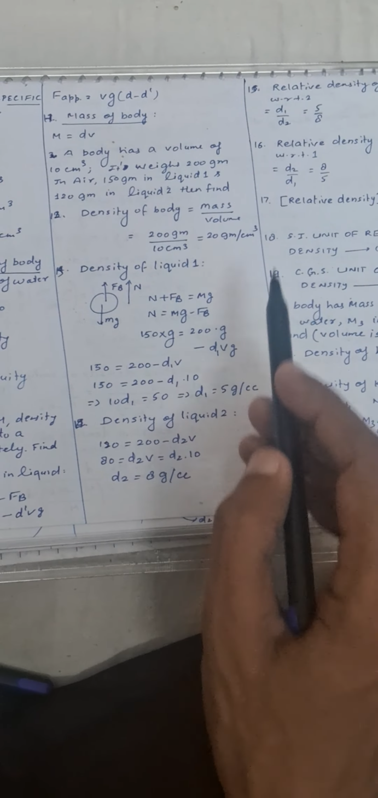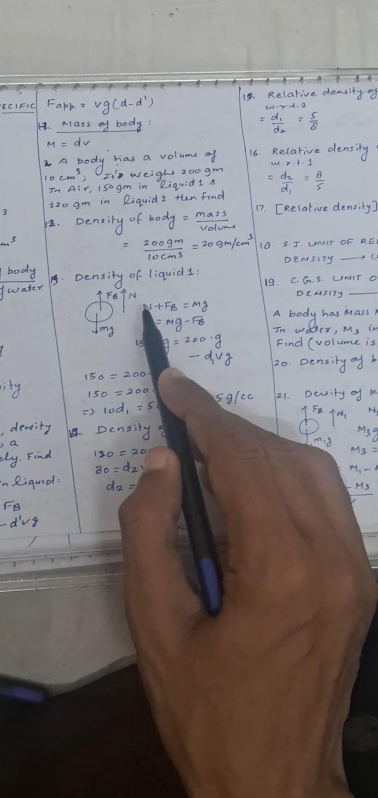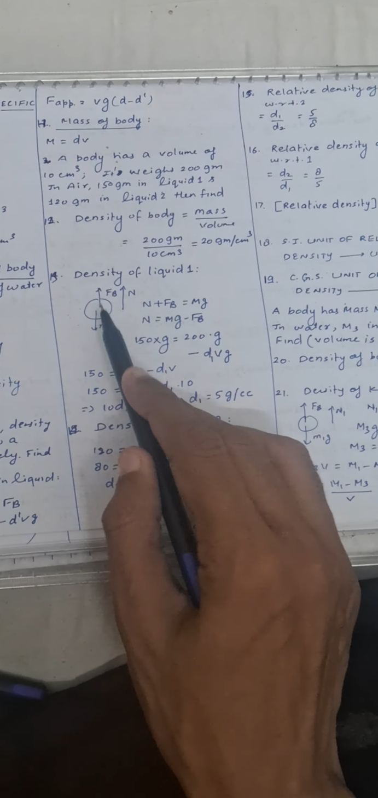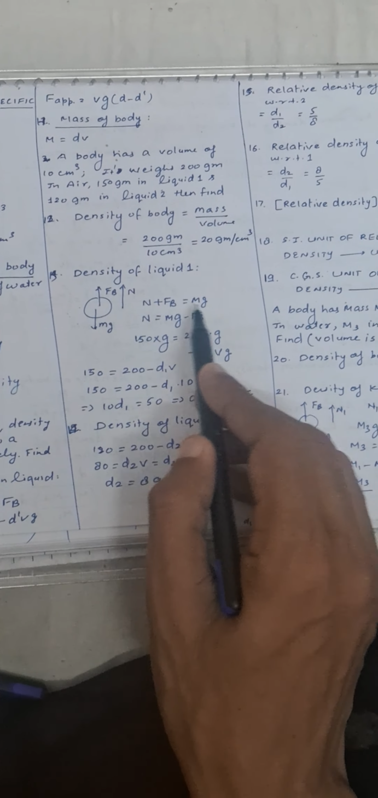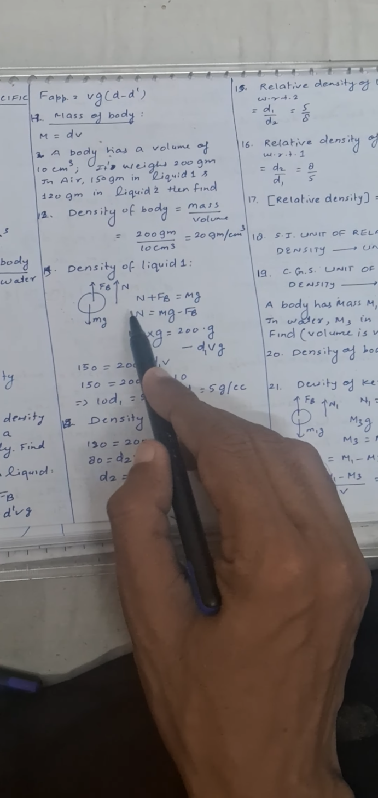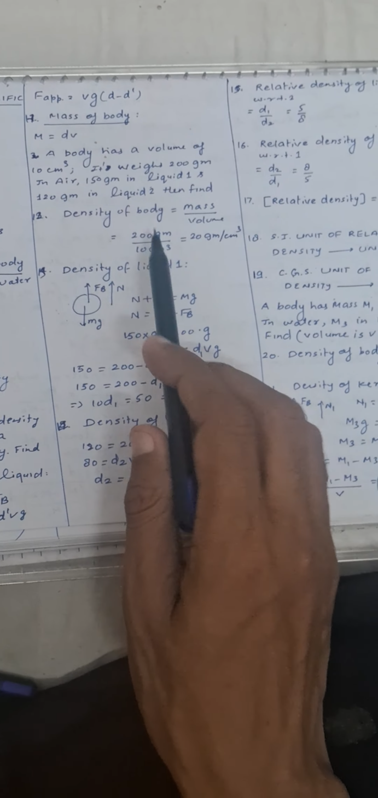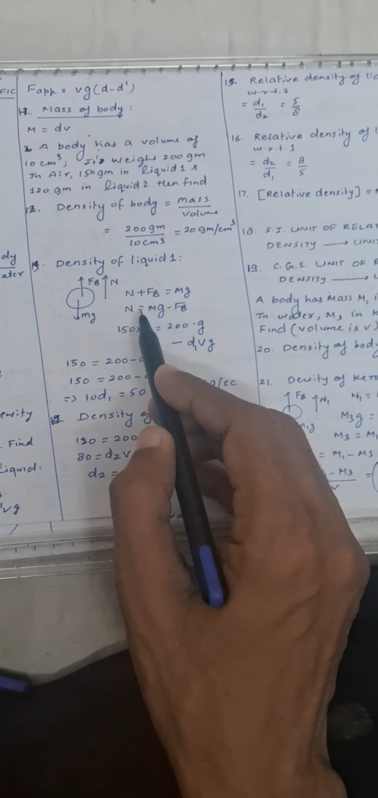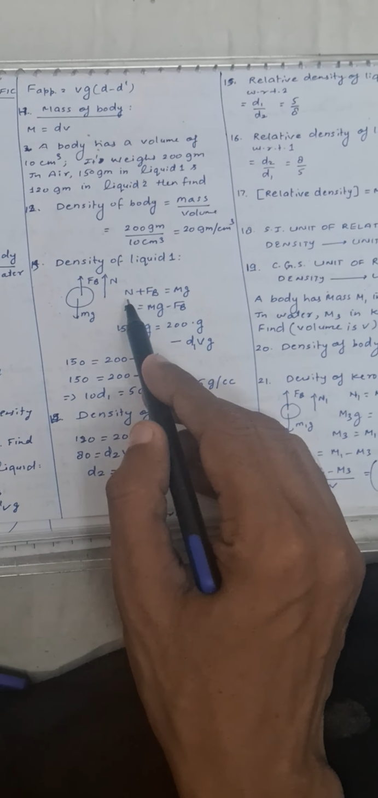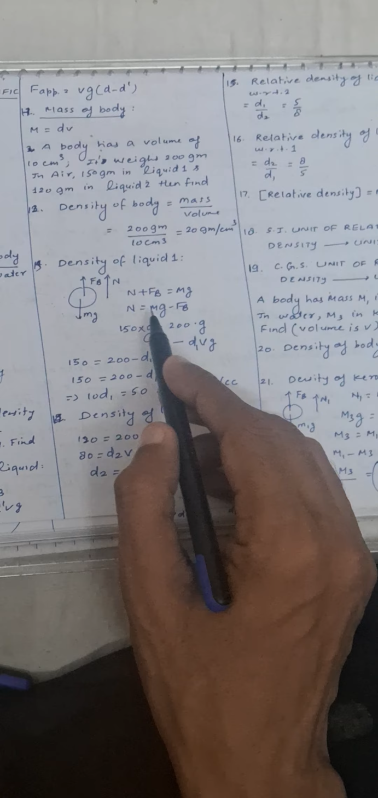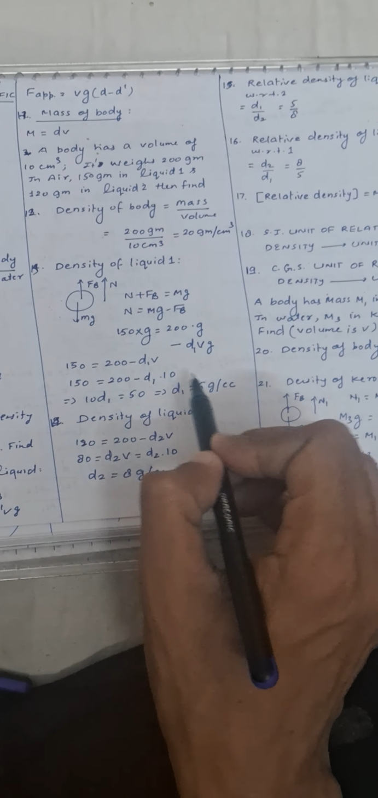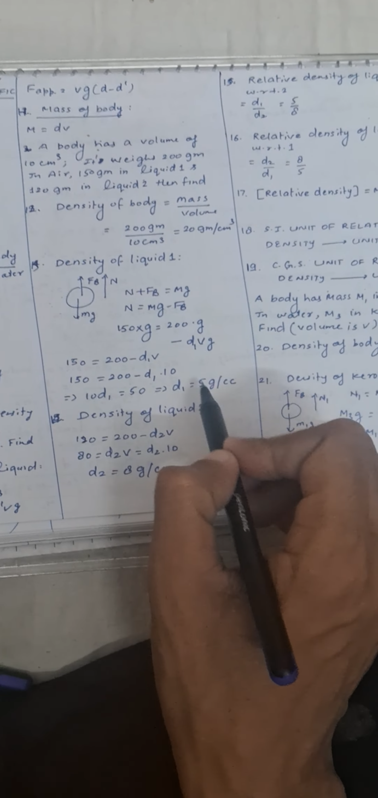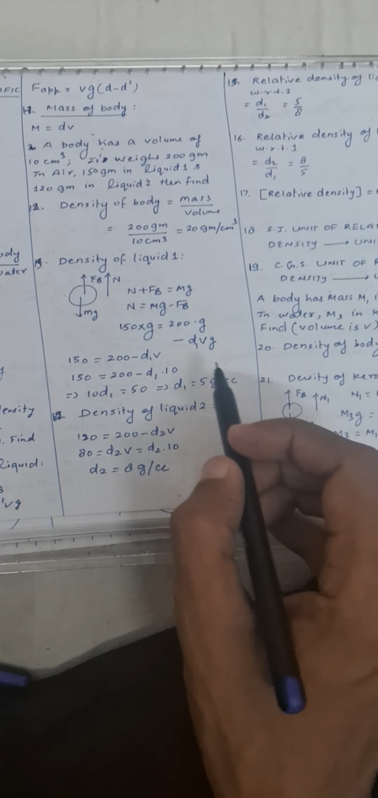Next is density of liquid 1. So weight mg will be downward, buoyant force will be upward, normal reaction will be upward here. So we can say that N is equal to mg minus F buoyant, and this N is the apparent weight. Liquid 1 shows apparent weight 150. So normal reaction will be 150 g is equal to 200 g minus d1 into V into g. From here we get the calculations. d1 is equal to 5 gram per centimeter cube.